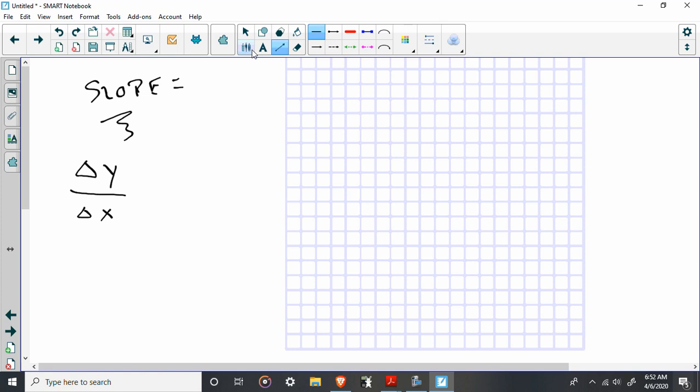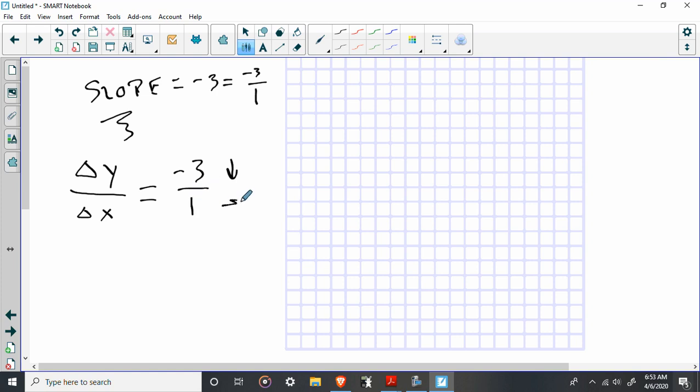Okay, so what if I had a slope of negative, I don't know, -3, right? So again, first of all, what's -3 as a fraction? It's -3 divided by 1. Okay, so my change in y is going to be -3, which means I'm going to go down. And my change in x should be +1, which means I'm going to go to the right.